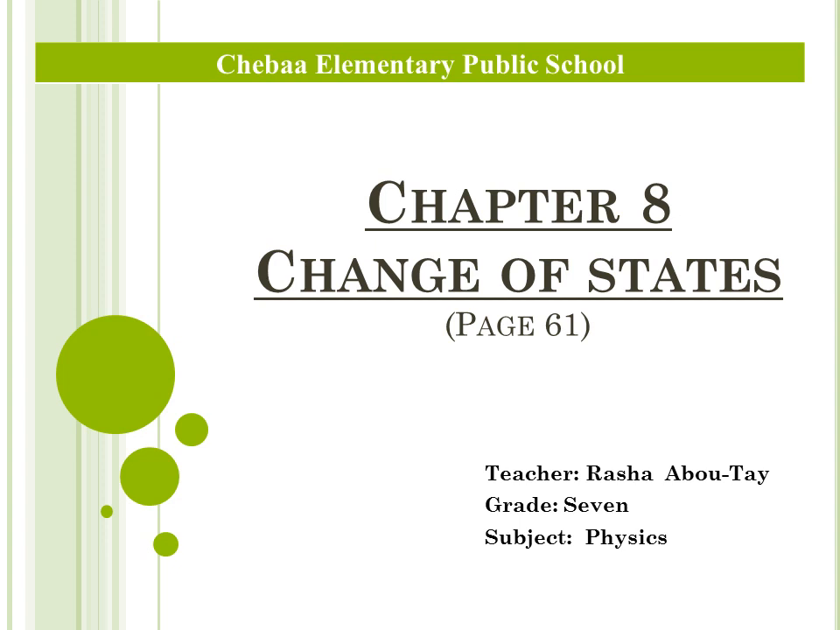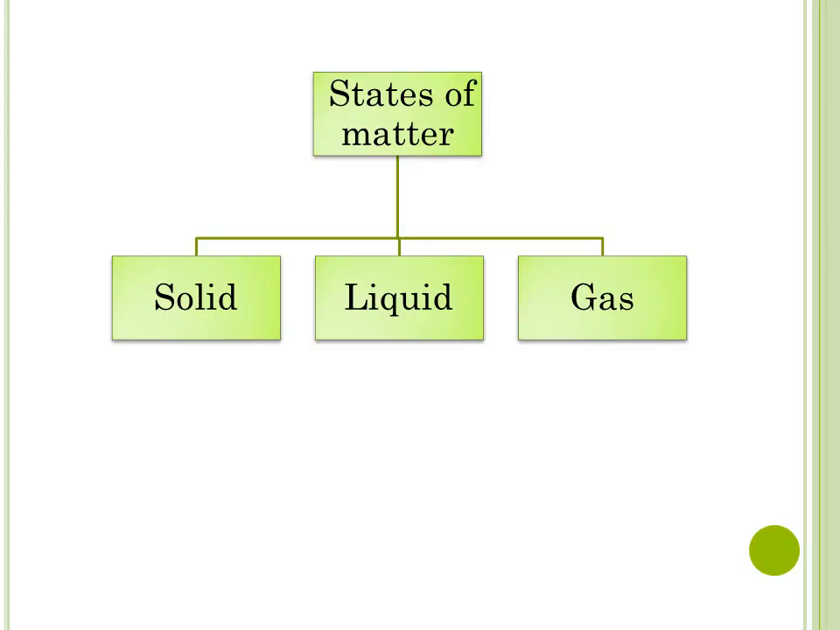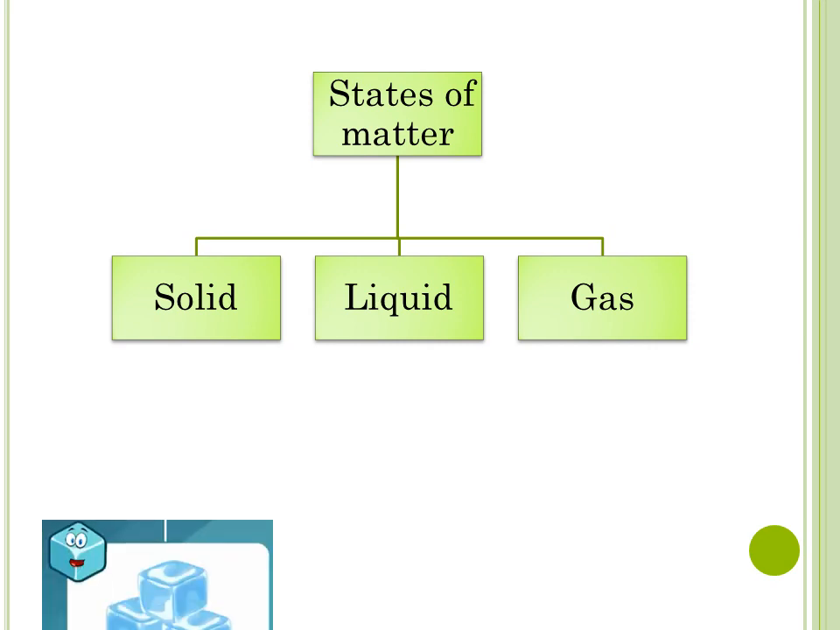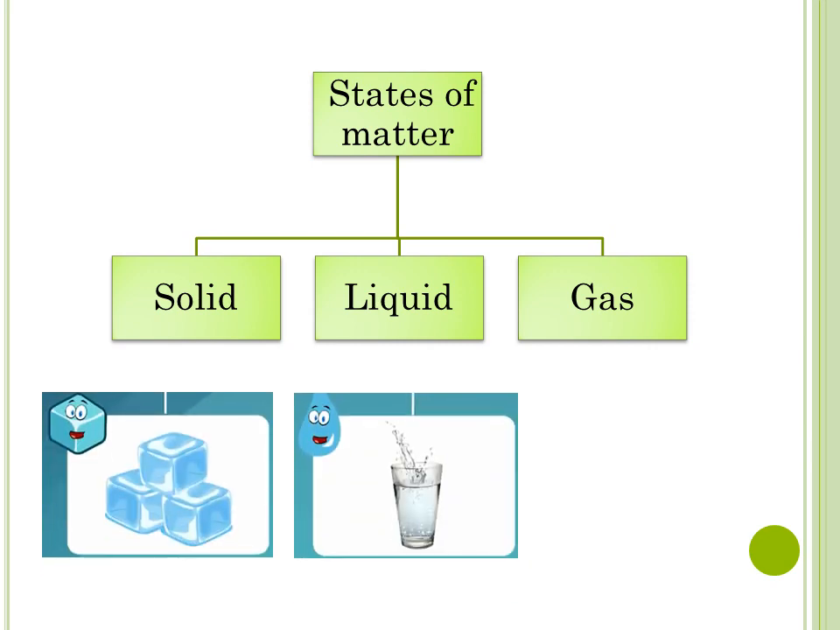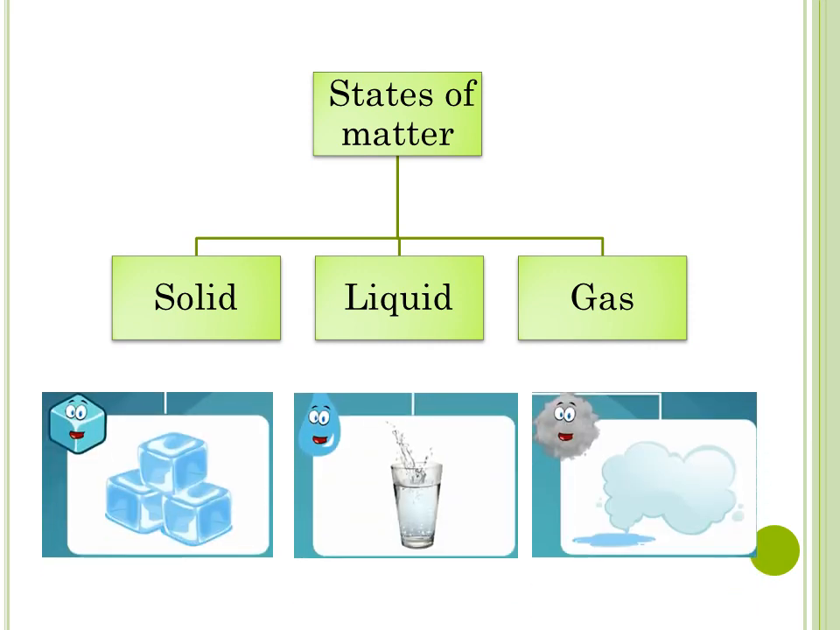Hello, grade 7. Today we will begin with a new chapter, chapter 8, about the change of states, on page 61. As you know, there are three states of matter. Matter can be in solid form, in liquid form, and in gas form. Let's watch a short video to remember the three states of matter we learned about.